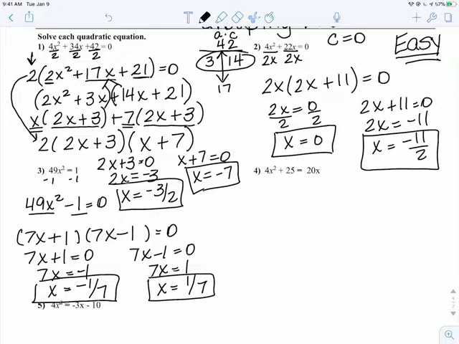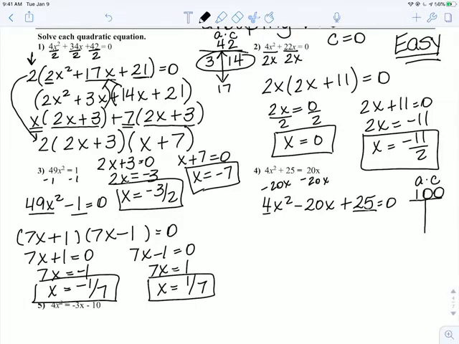Looking at problem number 4, we're going to have to get all of our terms on the same side and write it in standard form. So I have 4x squared minus 20x plus 25 is equal to 0. I can't pull out a GCF. There's not a number that'll go evenly into 4, 20, and 25. So we're going to be dealing with some big numbers. I'm going to go ahead and do my T-chart. I have A times C, 4 times 25, which is 100.